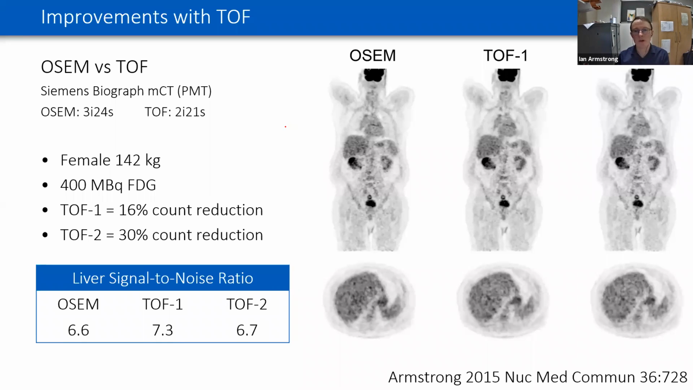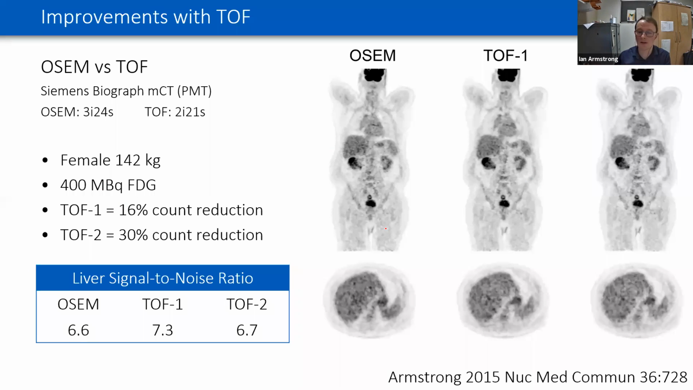And this is what we found when we were doing our evaluation. So we've got a larger patient now, with slightly increased activity administered. We've measured the signal to noise ratio in the liver again. And now what we see is that we couldn't quite get away with the same degree of count reduction. So here we've got the central image with a 16% reduction and the second image with a 30% count reduction. And it's this second image, with 30%, which gives us a fairly comparable image quality.